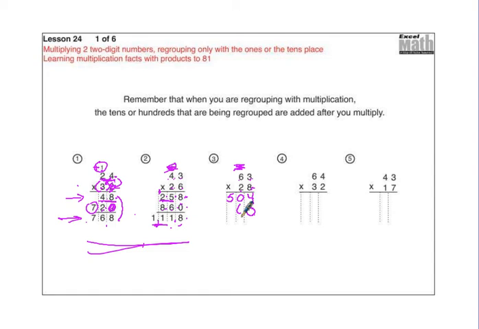3 times 2 is 6. 6 times 2 is 12. Put those down there as my two partial products. I add those together and get 4, 6, 7, 1. 1,764. All right, let's do number 4 again together.